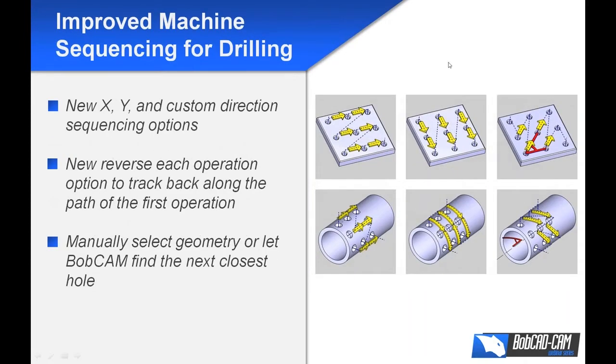Next, we added a new option for drilling, allowing you guys to sequence it a little bit differently. It also allows you to control a custom direction now, a specific pattern in which you want it done. You can manually select the geometry, and BobCAD will find the closest hole for you, or you can have it do a specific path. If you wanted to crisscross it back and forth, you have that ability now.